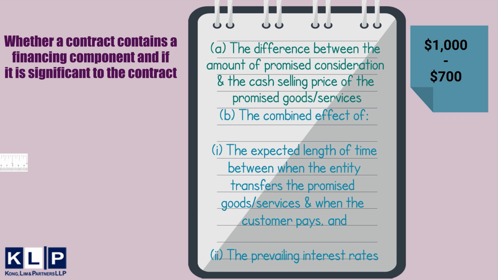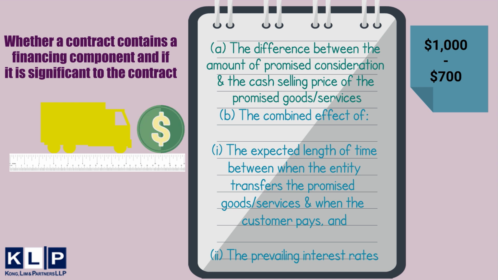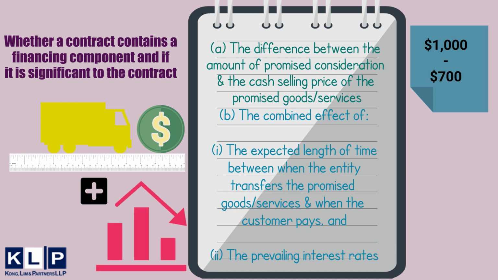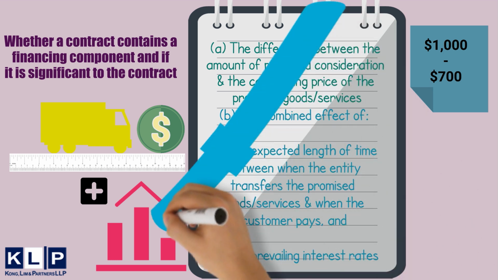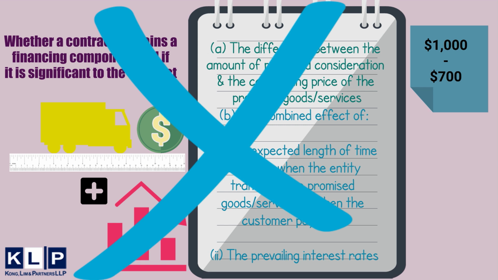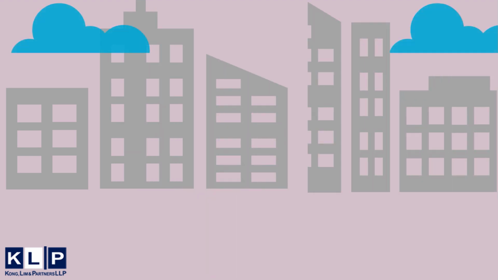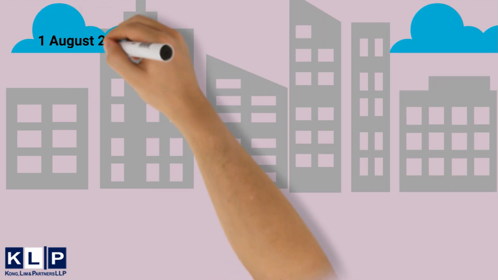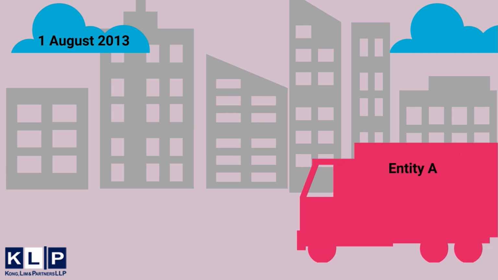Firstly, the expected length of time between when the entity transfers the promised goods or services to the customer and when the customer pays for those goods or services, and number 2, the prevailing interest rates in the relevant market. However, IFRS 15 states that no adjustment is required if the time between the transfer and payment is 1 year or less. Let's look at an example. On the 1st of August 2013, Entity A enters into a contract with customer B.